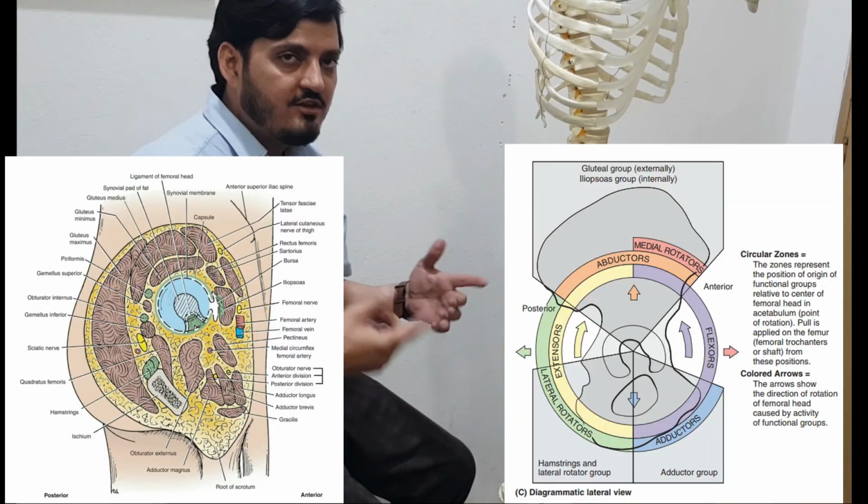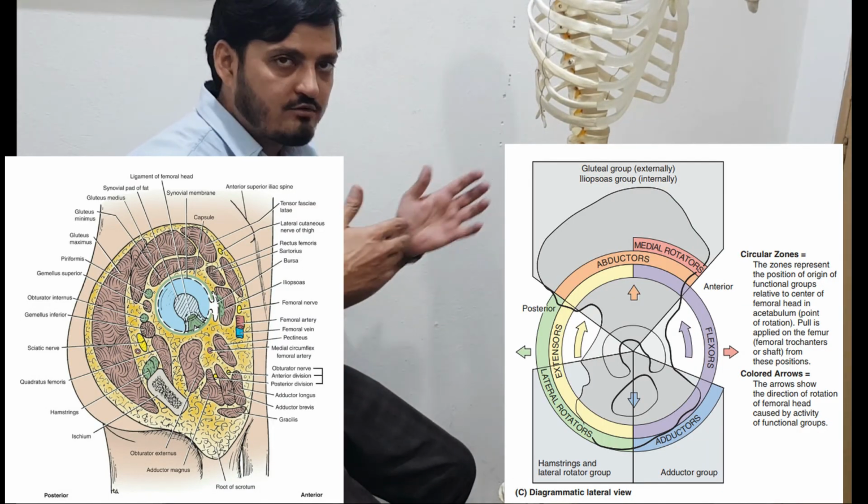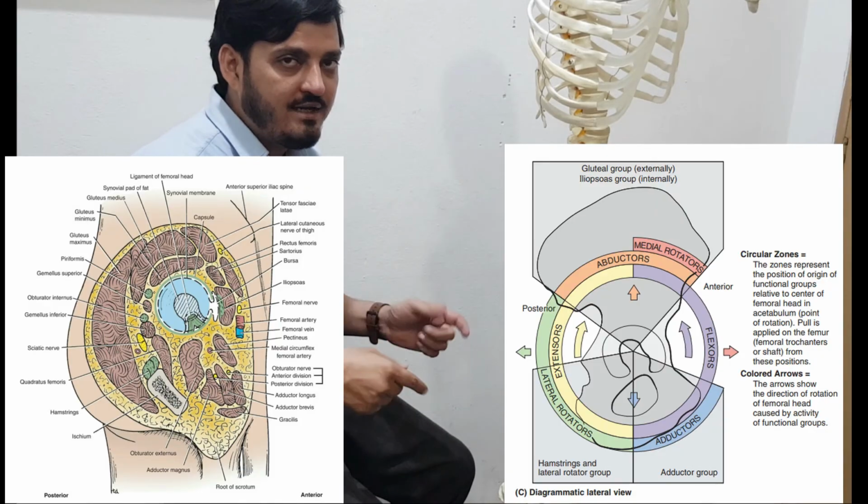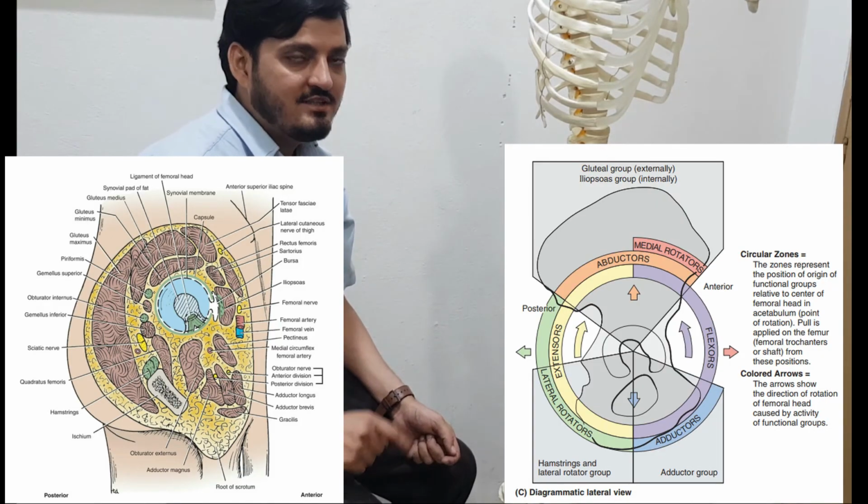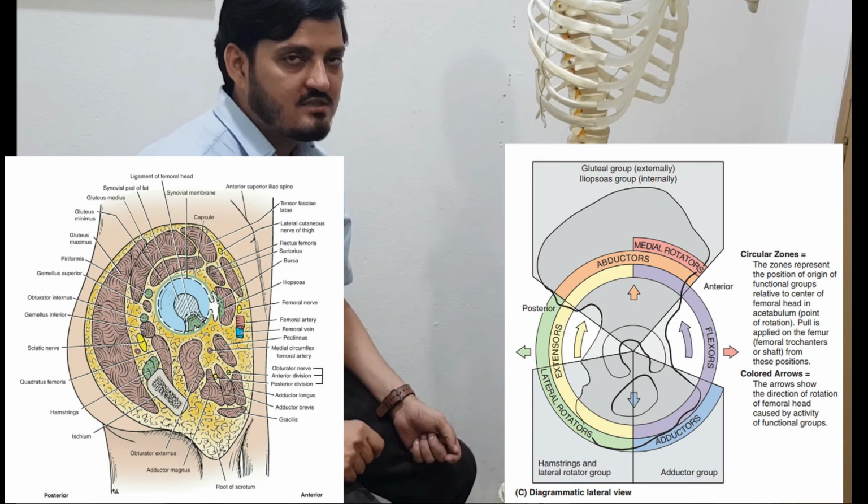Now you can correlate these movements with the orientation of the muscles, how they are crossing the hip joint in this cross section. That's why these kinds of cross sections are present in your books, and they are important for making this concept.